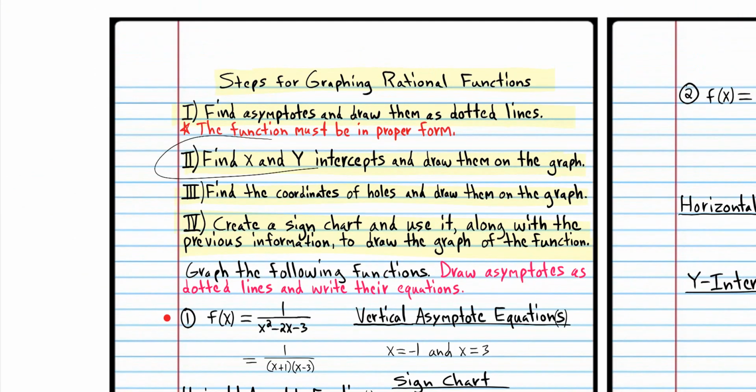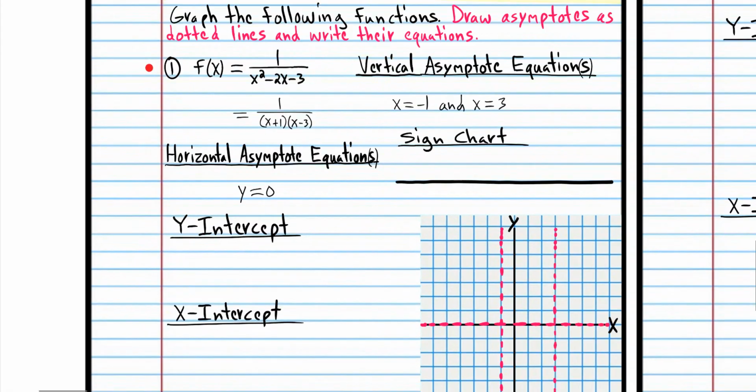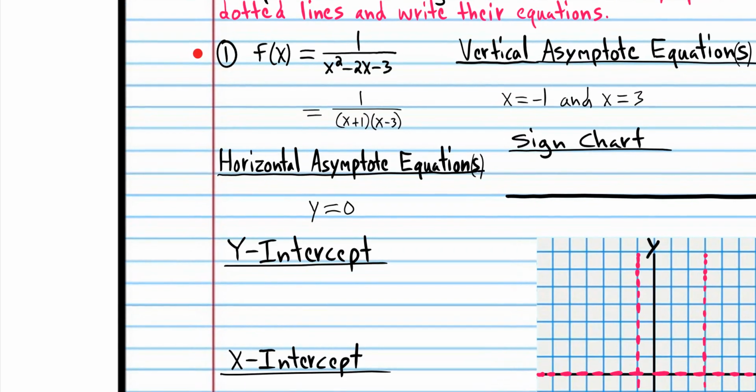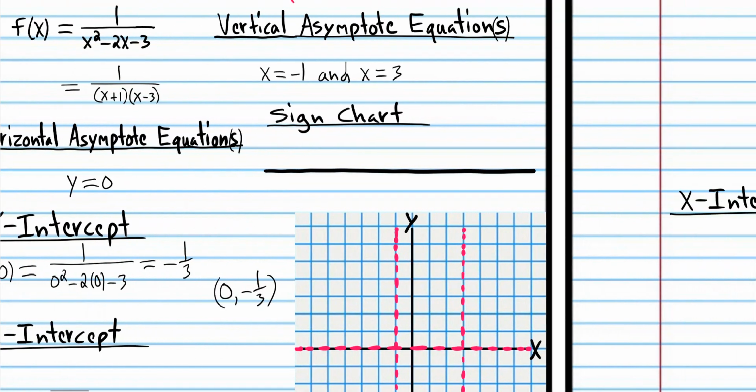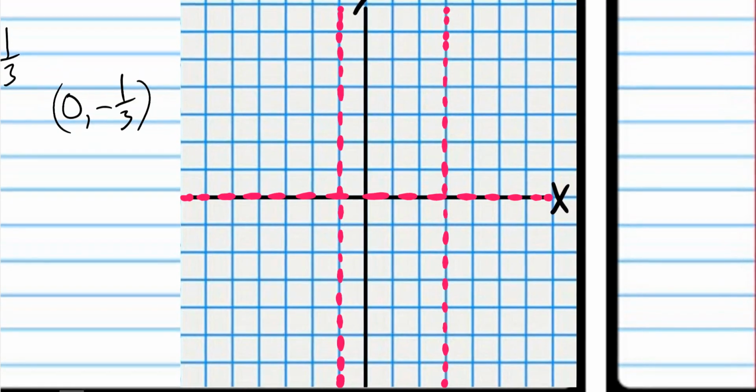So now we're told to find the x and y intercepts of the graph. So to find the y-intercept, all we have to do is plug in 0 for x. So we have 0 squared minus 2 times 0 minus 3. And we get -1/3. So the y-intercept is (0, -1/3). So I'm going to go ahead and graph that. That'll be about there.